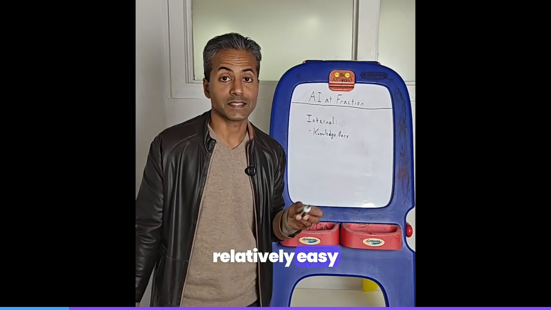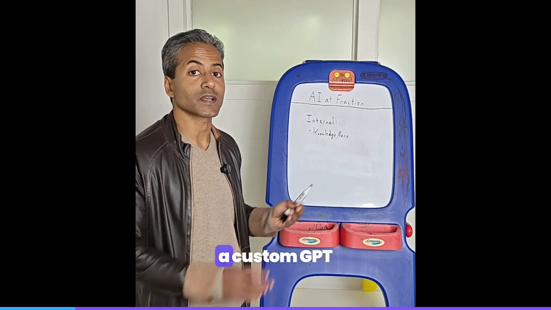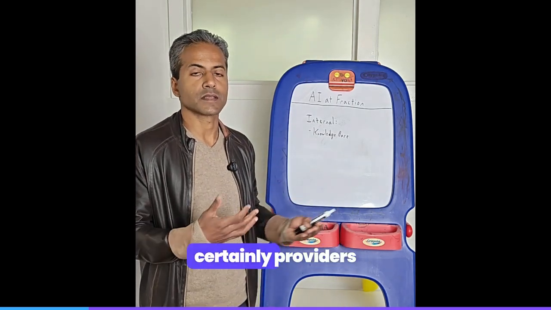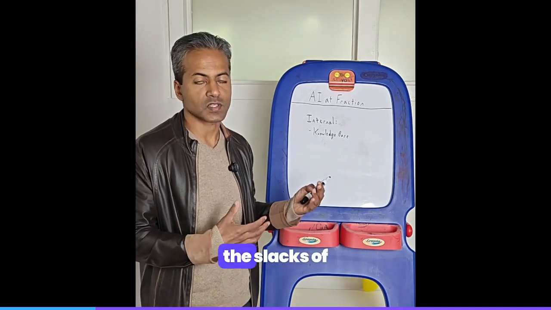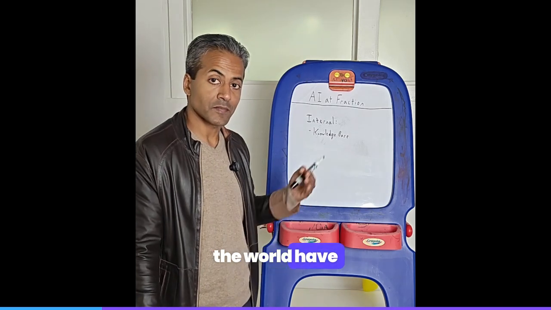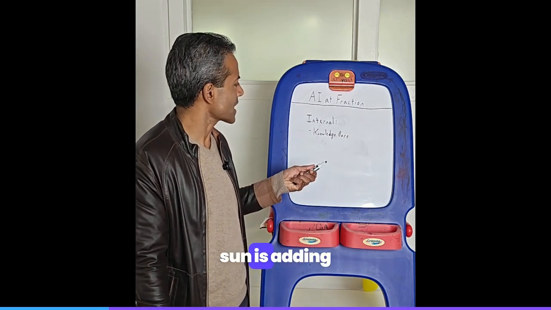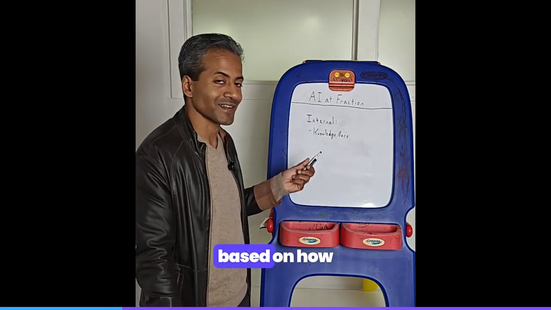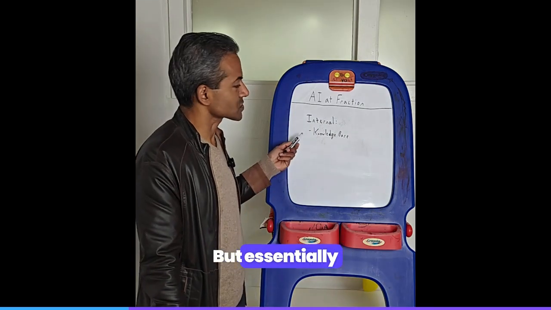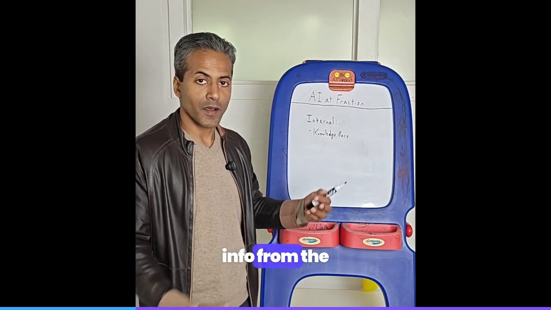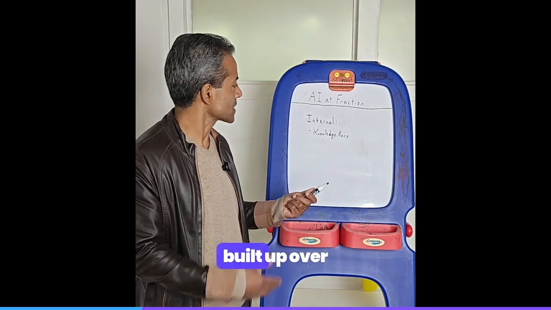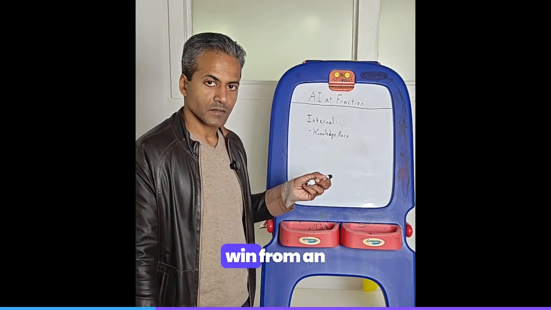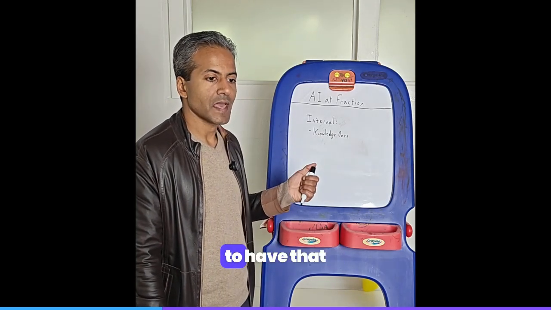and this is relatively easy to do just by loading documents into a custom GPT, or that's one way of handling it. Another way is certainly, providers, like the Slacks of the world, have been adding that. I guess every provider under the sun is adding it in various ways. Your mileage will vary based on how you utilize that, but essentially extracting info from the existing documents and everything that you've built up over time. So knowledge base is another easy win from an AI perspective to have that chatbot.